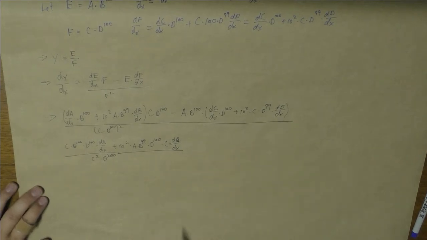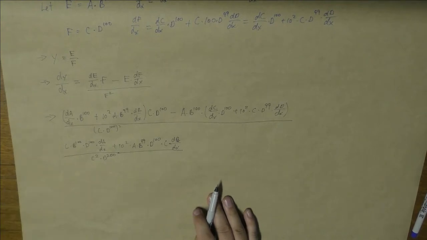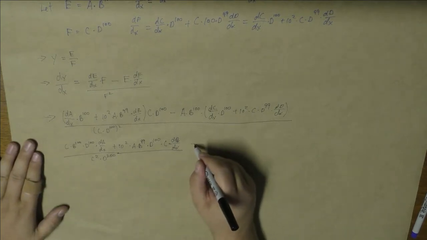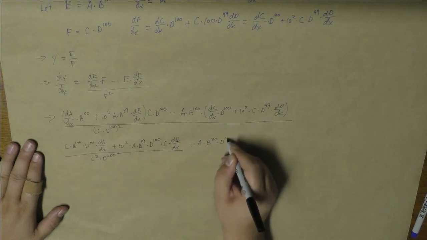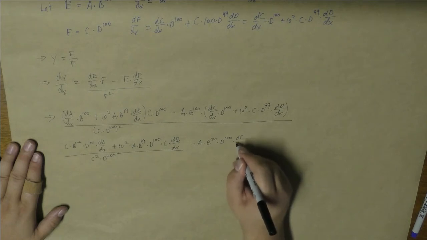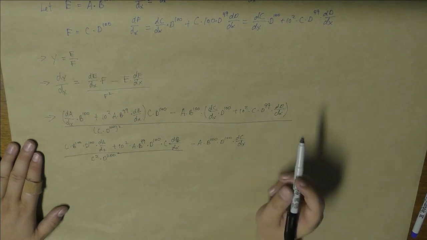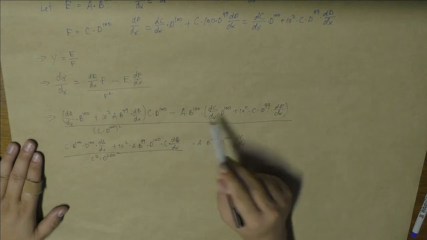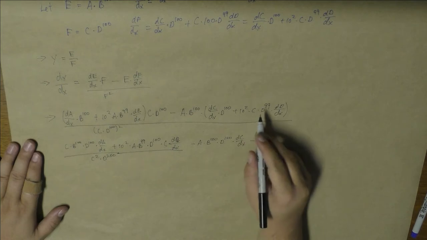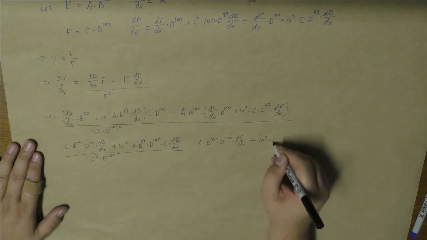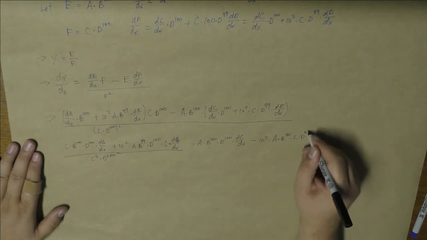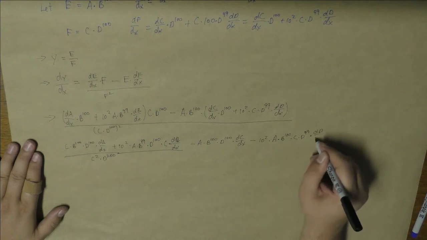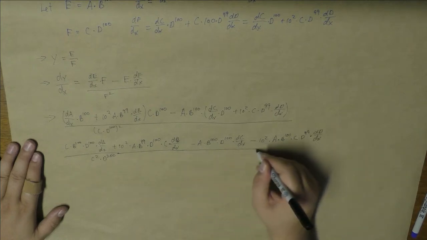Now I'm going to also multiply out this side. So that's minus A times B to the 100 times D to the 100 times dC/dx. And also the negative distributes out, so it's going to be minus 10 squared times A times B to the 100 times C times D to the 99 times dD/dx. And this is all over the same denominator.